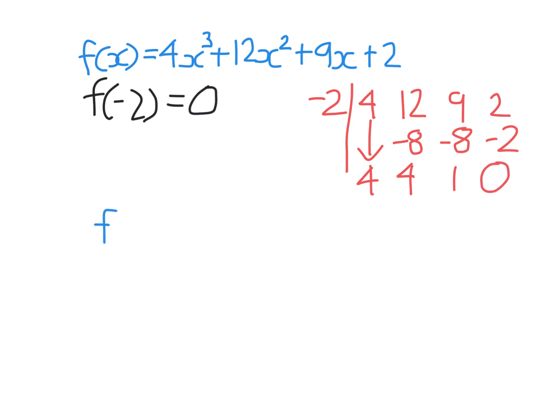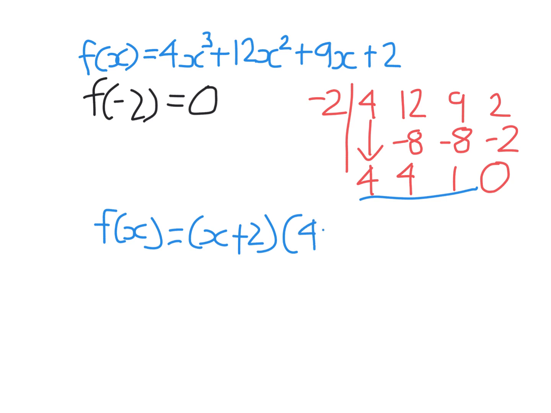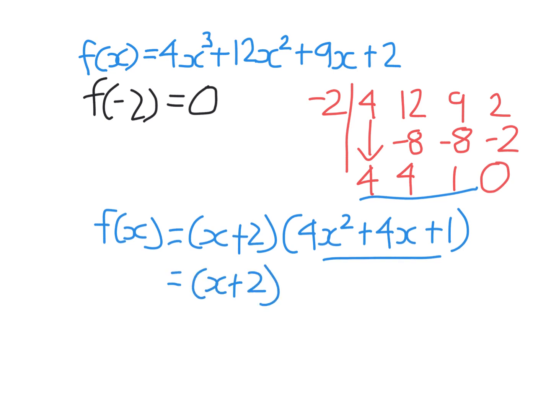So we found that our original polynomial, which we called f(x), is going to be equal to x plus 2, because negative 2 was a root, multiplied by the quadratic, and these are the coefficients of the quadratic. So 4 is the coefficient of x squared, 4 is the coefficient of x, and the constant term is 1. So now we can just factorize this quadratic using our usual methods. Hopefully you will recognize this as 2x plus 1 all squared. So this polynomial has two distinct roots, negative 2, and then negative a half is a double root.